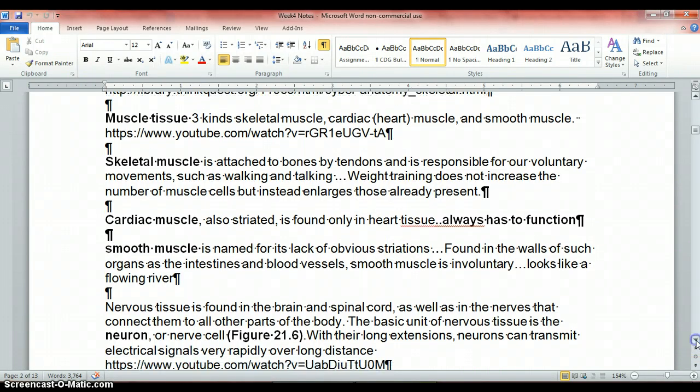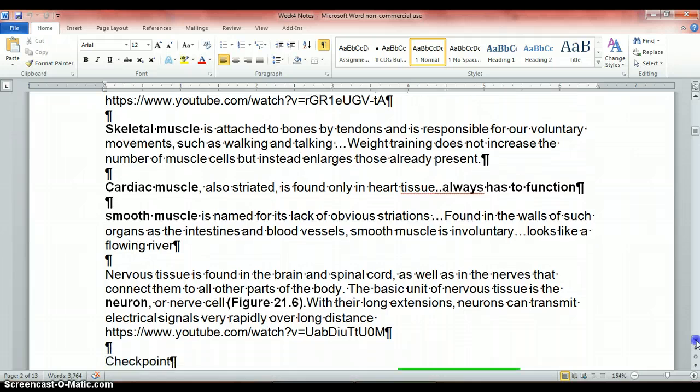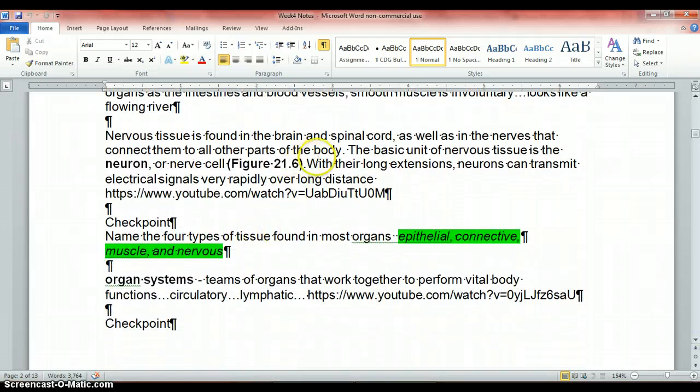Let's go down to nervous tissues. Nervous tissue is found in the brain and spinal cord, as well as in the nerves that connect them to all the other parts of the body. The basic unit of nervous tissue is the neuron, or the nerve cell. With their long extensions, neurons can transmit electrical signals very rapidly over short distances. Here's a nice little video.